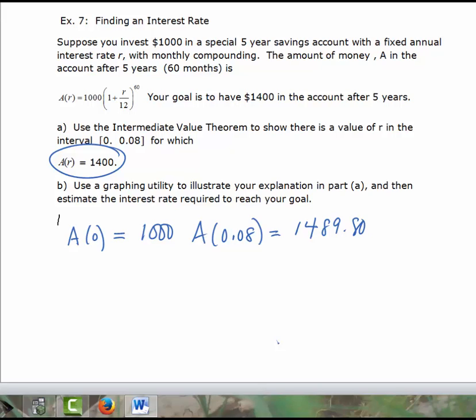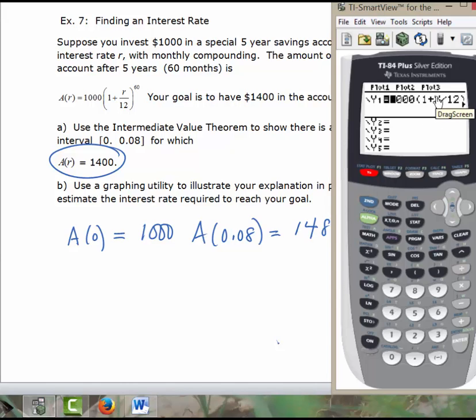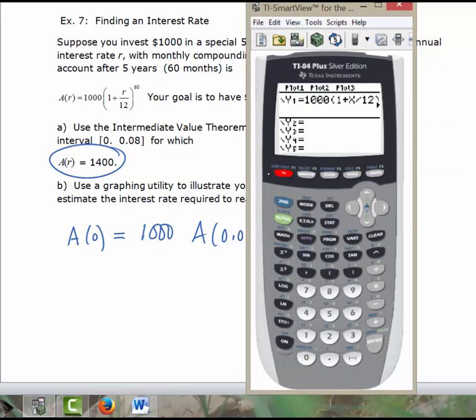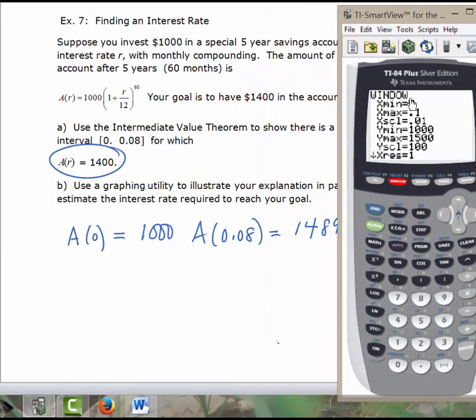Now, if I want to estimate the interest rate required to reach my goal, I'm going to go in and graph this. I'm going to quit out of here. I've already got the function in my y equals. Now I have to figure out a good window. I'm going to go in and change my window. And since the smallest value I need is 0, I'll start with 0. The largest value is 0.08. I'm going to go a little bit beyond 0.08 and go to 0.1.